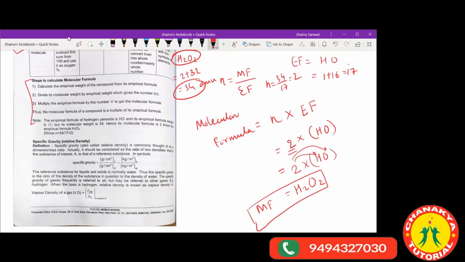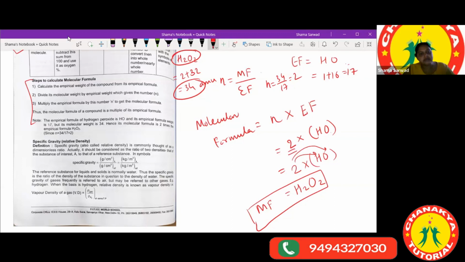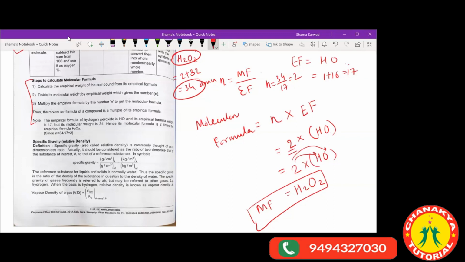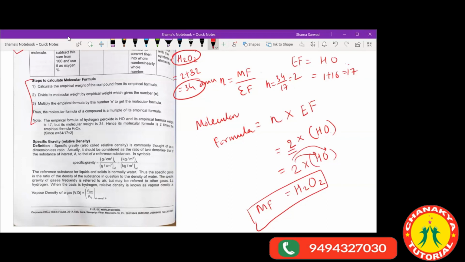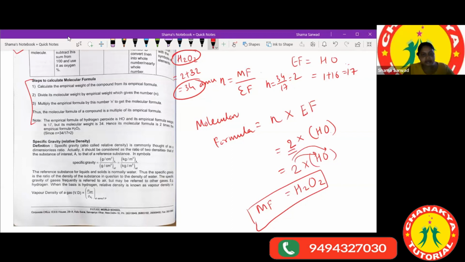Vedika, just one. Yes, ma'am. Vedika? Yes, ma'am. Okay. So a few questions I will post regarding this and all of you have to solve. As homework also I will post a few questions, and in the test also I will post a few questions.